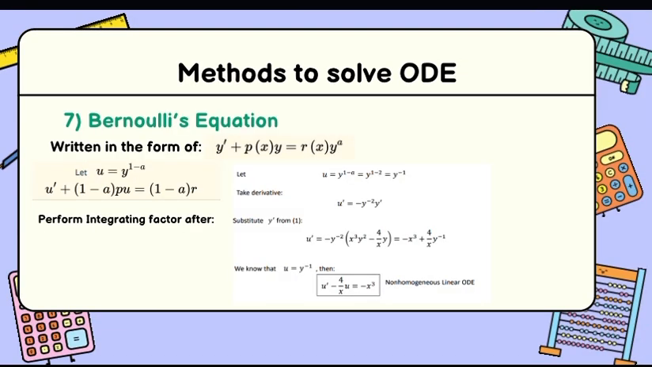Lastly is Bernoulli's equation. We have to substitute in the formula to find u prime and to find the value in the small box shown in the slide. Once we get the small box value, we can just proceed with the integrating factor method.